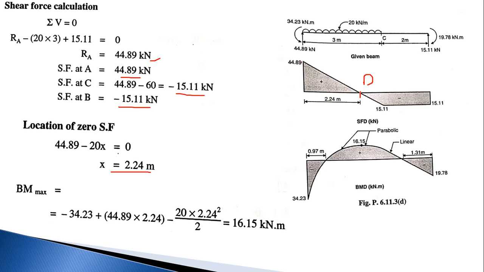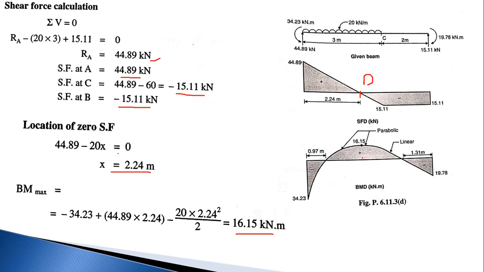So I want to calculate the maximum bending moment. The maximum bending moment is equal to minus 34.23, this is the moment at A, plus 44.89 into 2.24, this is RA into that distance 2.24, minus 20 into 2.24 square divided by 2, that is 20 into X square divided by 2. With X as 2.24, the maximum bending moment is 16.15 kilonewton meter. Plot this 16.15 kilonewton meter at point D and join all the points.